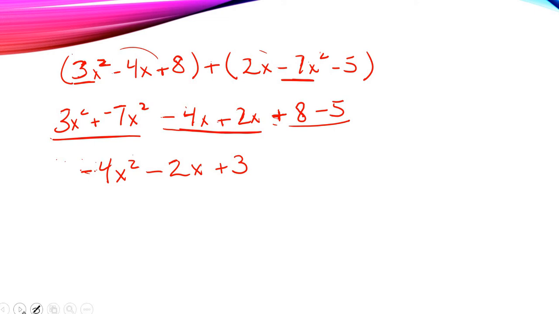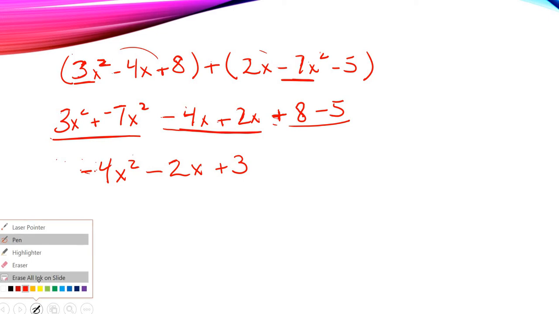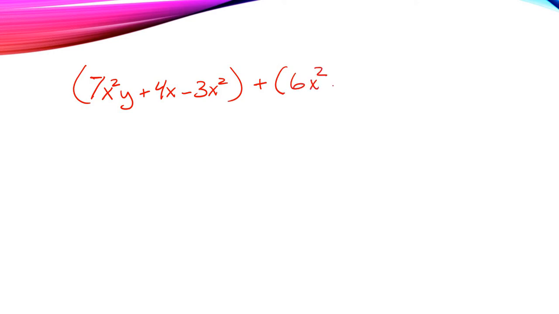Okay, let's try another one. And I'm going to let you try this on your own first. So 7x squared y plus 4x minus 3x squared. And we're going to add that polynomial to 6x squared y minus 2x squared. So pause the video, try this on your own, and come back.